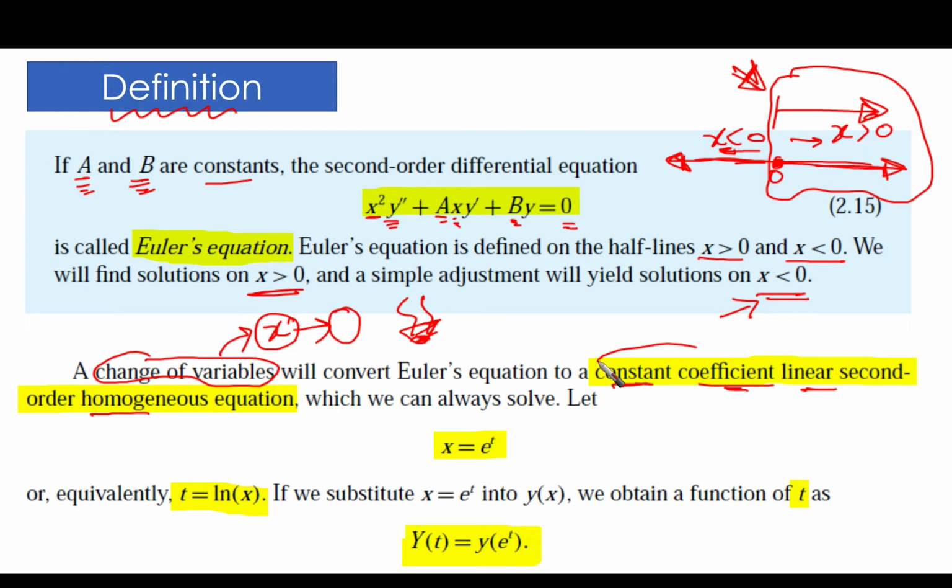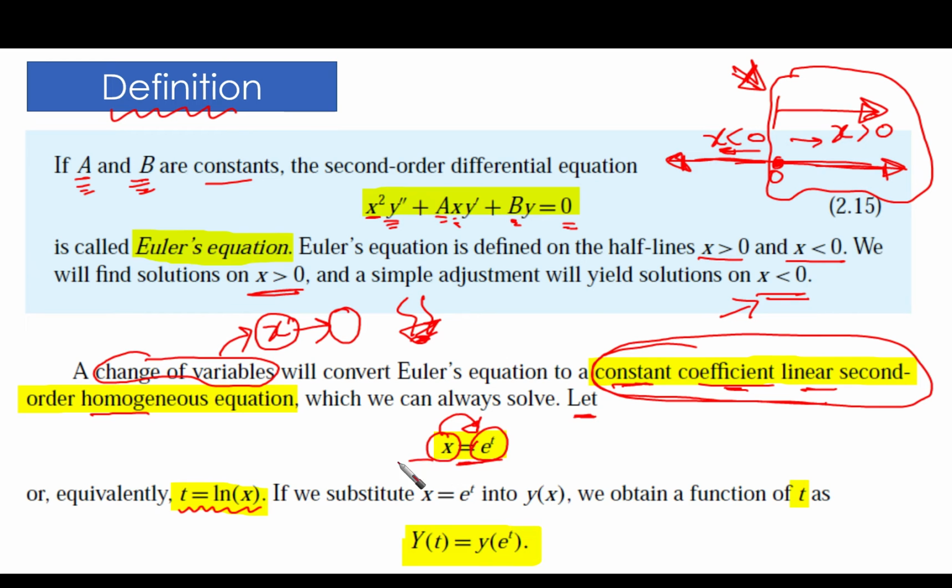It is very common for us, and you have trained well on how to solve these constant coefficient linear second order differential equations. So how can we make this conversion, or what is the change of variables that we are going to use? Let's assume that we change x to an exponential form, e to t. So we are going to change x to be e raised to the power t, or equivalently, t equals ln x. This is equivalent to this one.